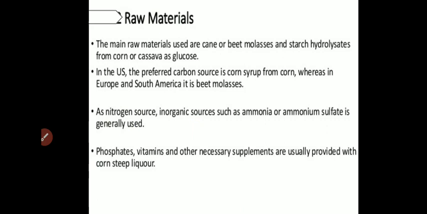Biotin in the medium is essential for obtaining a high yield of glutamic acid. Generally, in the US, the preferred carbon source is corn syrup from corn, whereas in Europe and South America, beet molasses are generally used as a carbon source for the production of glutamic acid.